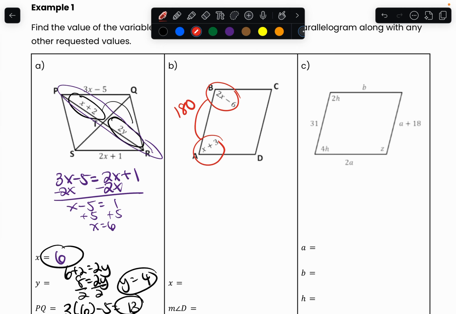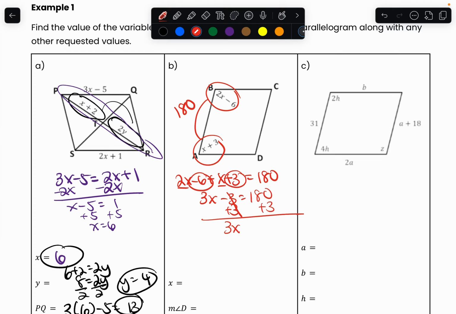So to solve for my x here, I'll just do 2x minus 6 plus x plus 3 equals 180 degrees. I combine my like terms. This becomes 3x, and this becomes minus 3, and all of this equals 180. I'll add 3 on both sides. I'll have 3x on the left side, and on the other side, I'll have 183. Then I divide by 3 on both sides. This will give me x equals 61, and this is going to be my value right here.